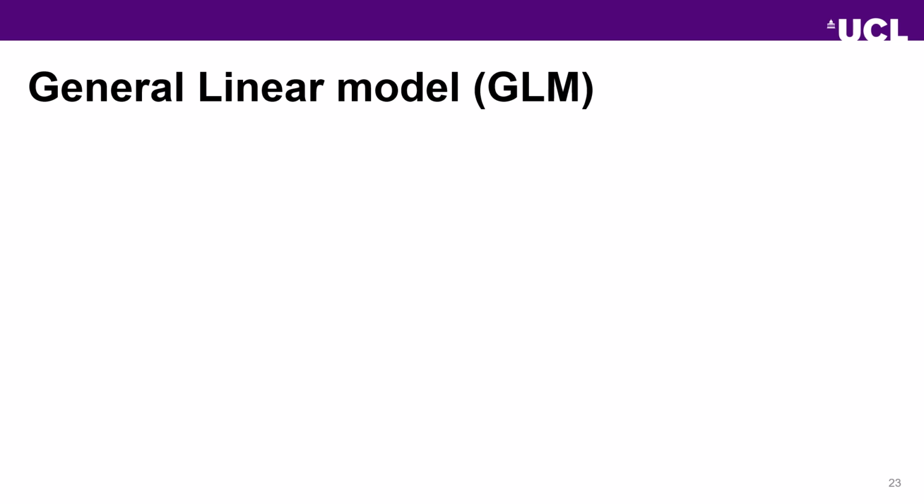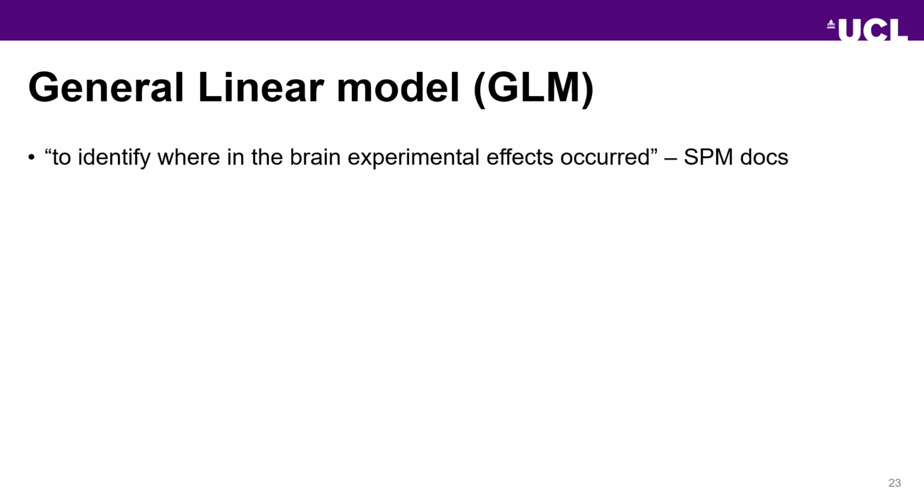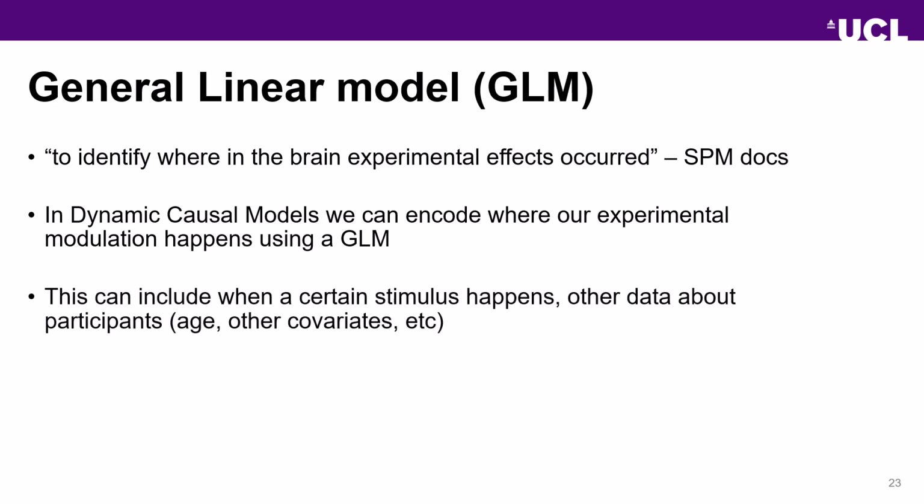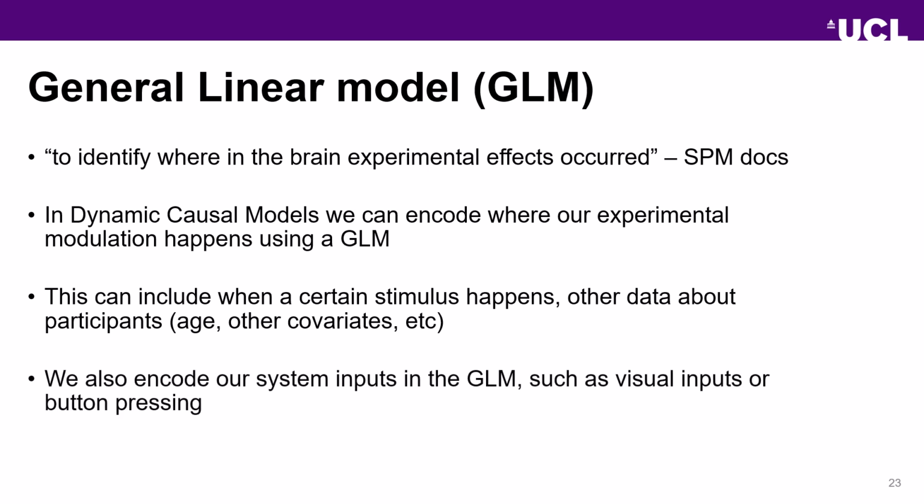So after variational Laplace, we also need a way to encode our data. And to do that, we use a general linear model. So the SPM docs say this is to identify where the brain experimental effects occurred. And yeah, we encode our experimental modulation using a general linear model. This can contain where certain stimuli happen and other data about participants, such as age and other covariates. We can also encode our system inputs into the GLM, such as visual inputs or button pressing.